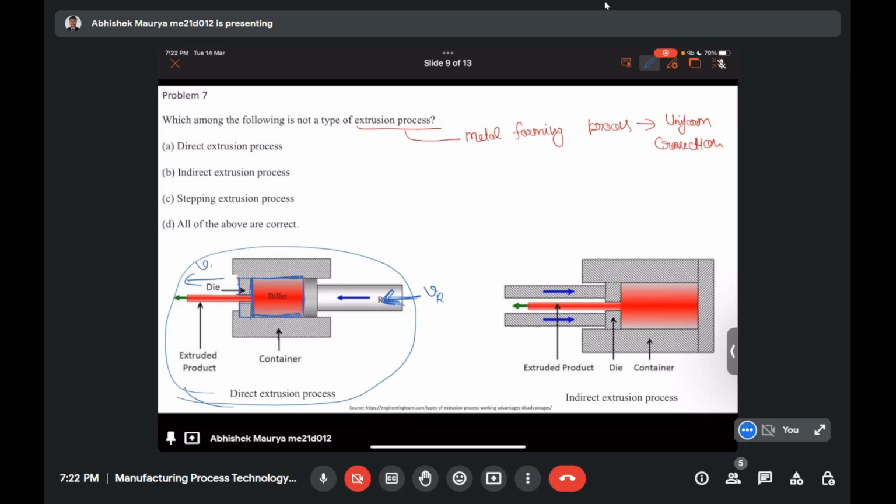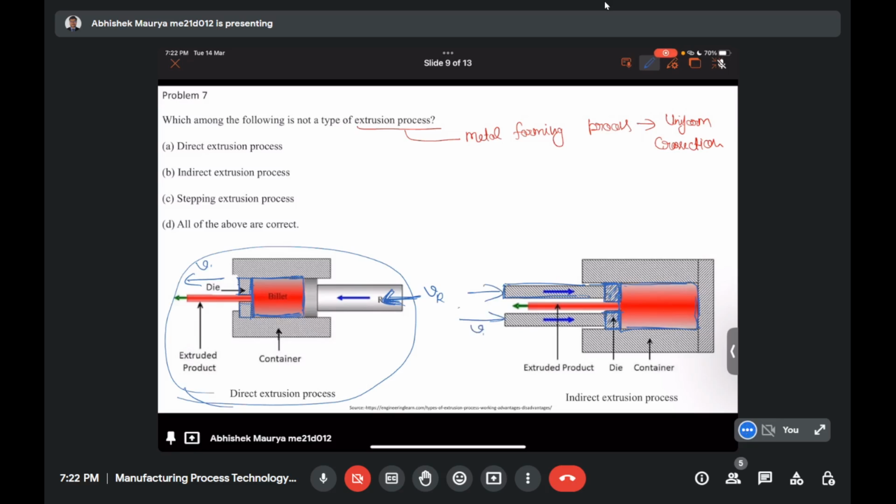But if we see in the indirect extrusion process, what we do, we take the billet or the raw material, and we have a ram, with a shape of ram something like this. Basically, this ram itself contains the die at the end.